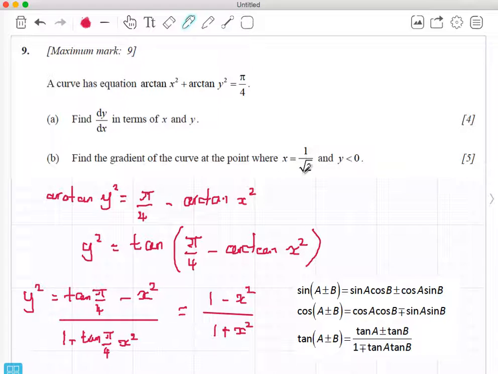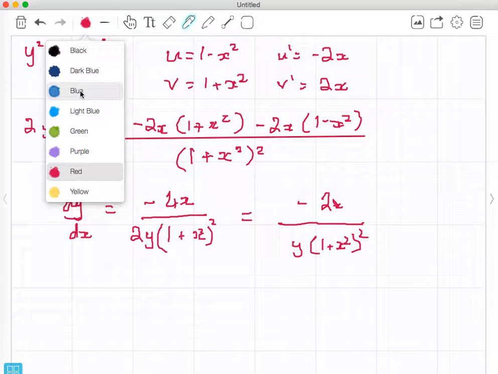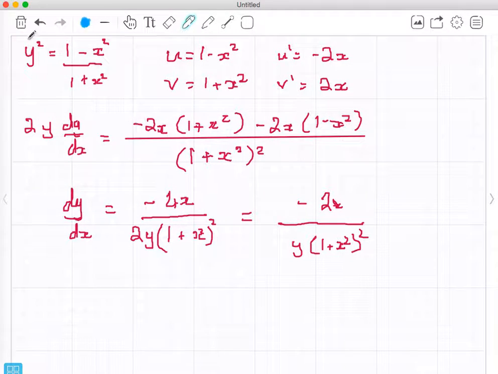So the first thing I need to find out is what y is when x equals 1 over root 2. Normally I think about putting it into this equation, but that's actually too difficult. So what I'm going to do is use this equation here to find out what y is. So this is part B. This is 1 over root 2. You can check that question paper again.